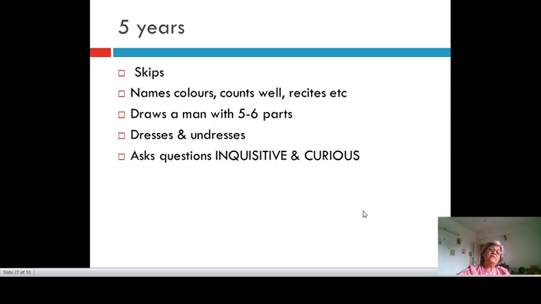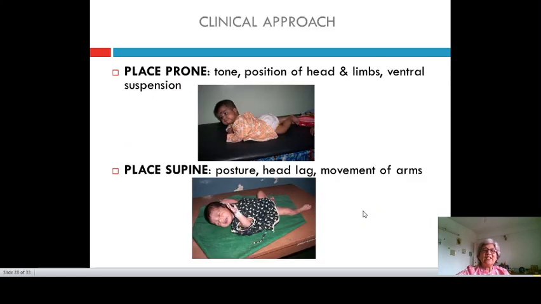He knows his colors, he can count well, he can recite a rhyme, he can dress and undress, his self-care is improving, he can do his activities of daily living, and he's very inquisitive, very curious. So now you see how gradually from a newborn, a 5-year-old child has evolved. Now, with this knowledge, when a child is brought to you, what will you do?